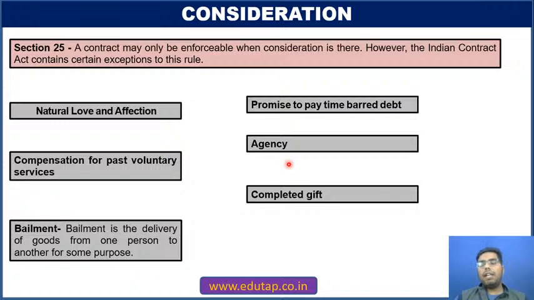Next is completed gift. What is it? When I'm gifting something to someone, and that person has accepted the gift. A gift is without any particular consideration. I am making a gift to you; that does not mean that you will be making a gift to me. So if a gift has been given to anyone, that is also a valid consideration.